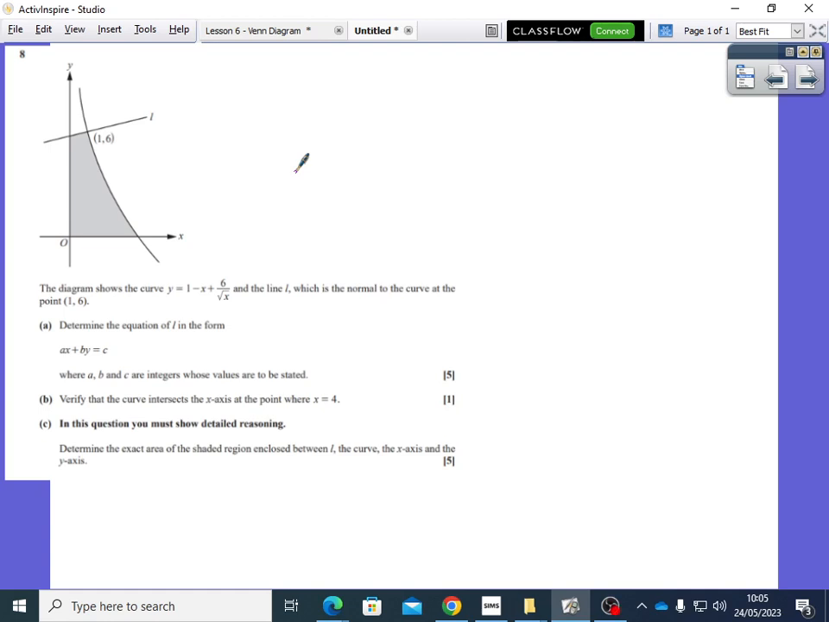Hello there, and let's have a quick look at this question. So it goes here, the diagram shows a curve y equals 1 minus x plus 6 over root x, and the line L, which is normal to the curve at (1, 6). So at that point, L is normal to this curve.